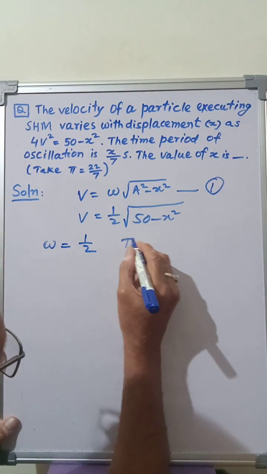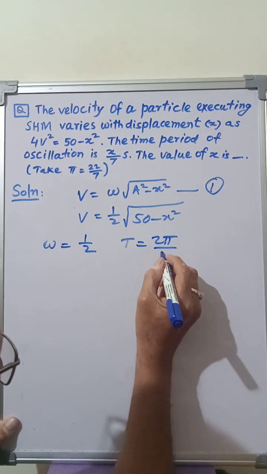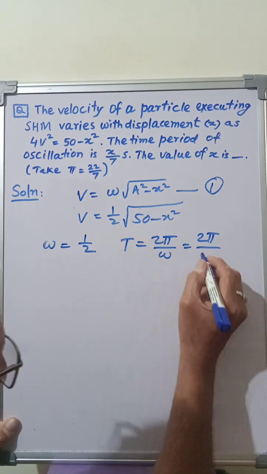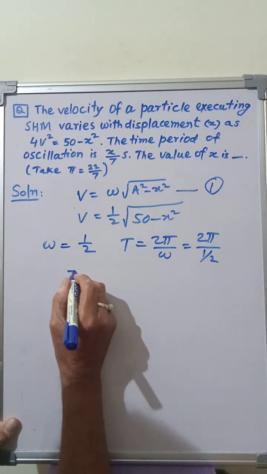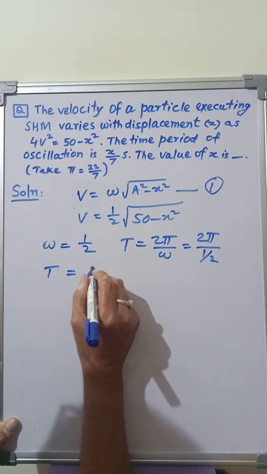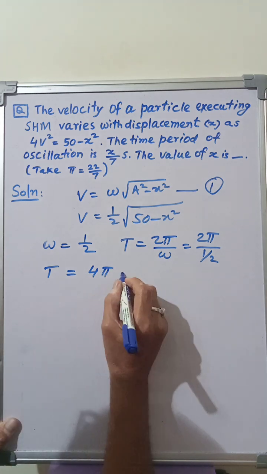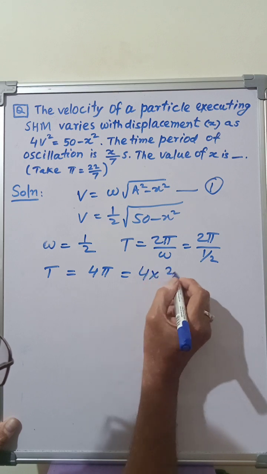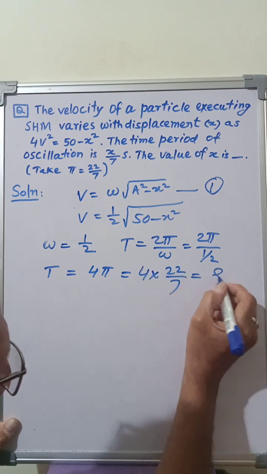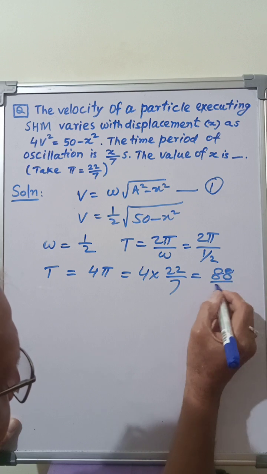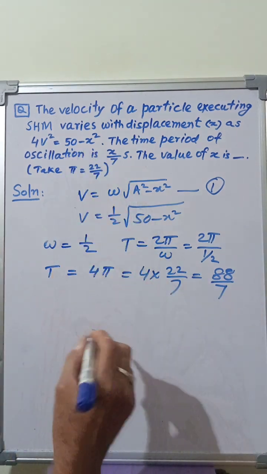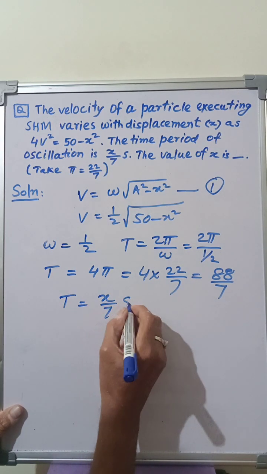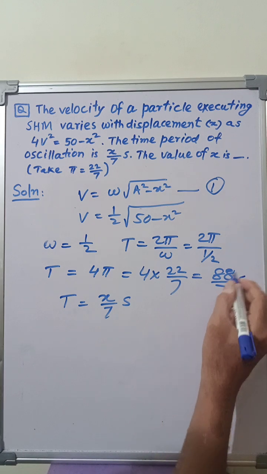Therefore, time period T is equal to 2 pi by omega, which is equal to 2 pi, omega is equal to 1 by 2, which gives T is equal to 4 pi. Now pi is given in the question that take pi is equal to 22 by 7. So 4 into 22 by 7 is equal to 88 by 7. Now it is given in the question that time period of oscillations T is equal to x by 7 seconds, which should be equal to 88 by 7 seconds.